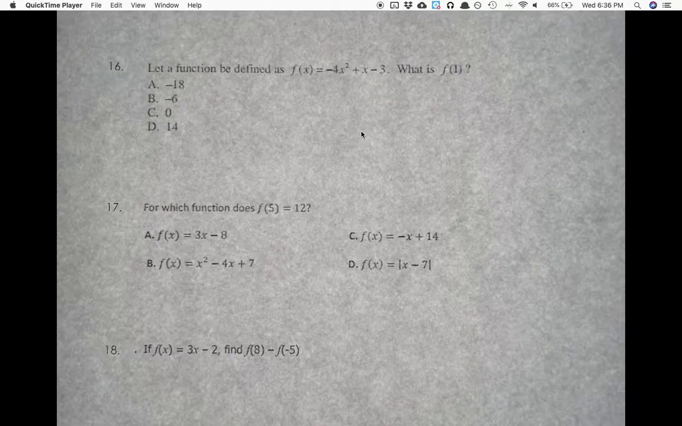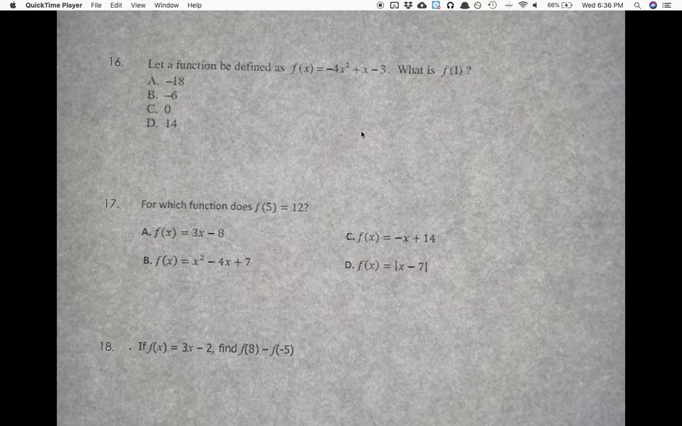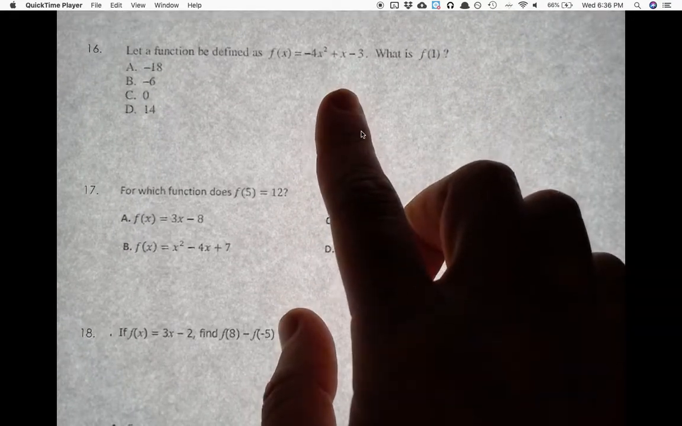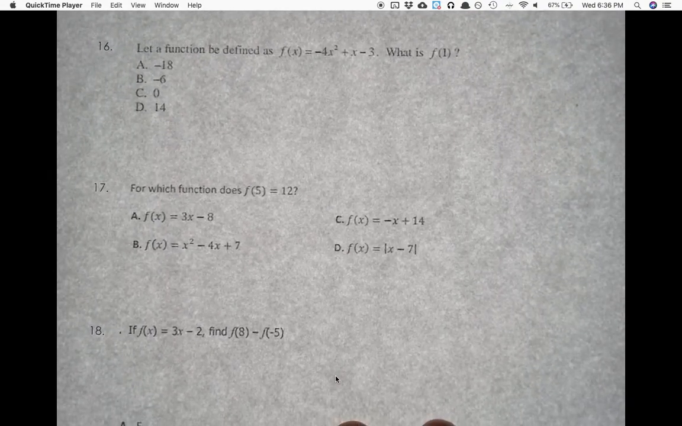All right, so looking at the Unit 4 review packet, I just want to take a look at a couple of these plug-in function questions that we've got here. They're very similar to the take-home test questions 1, 3, and 13. So let's just take a look at these three and see how they go.